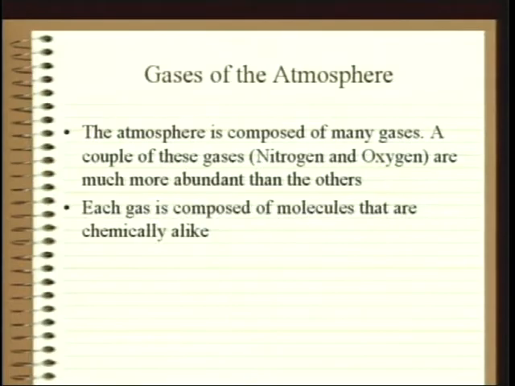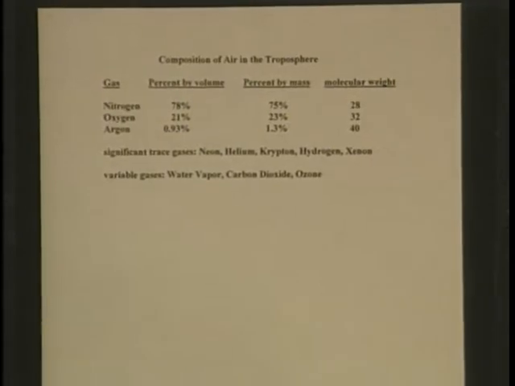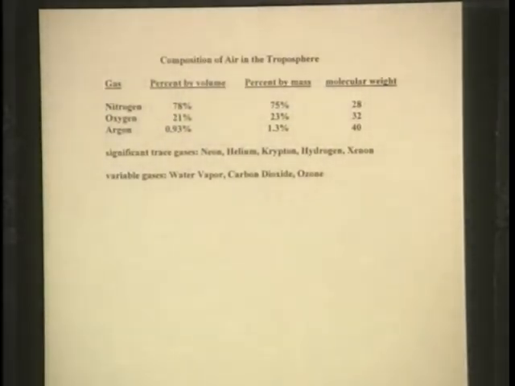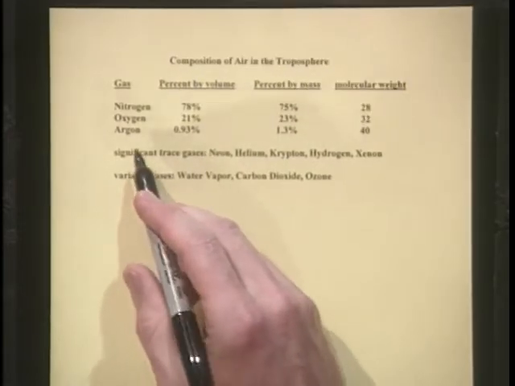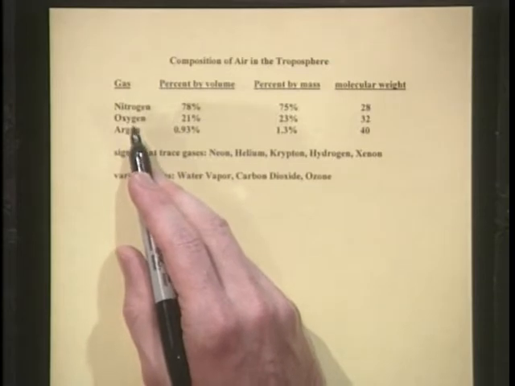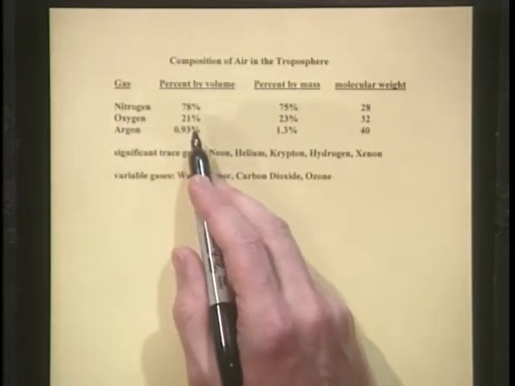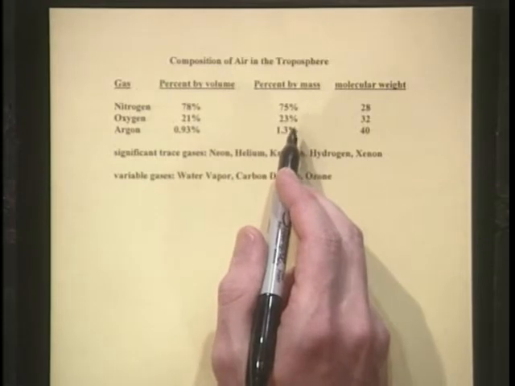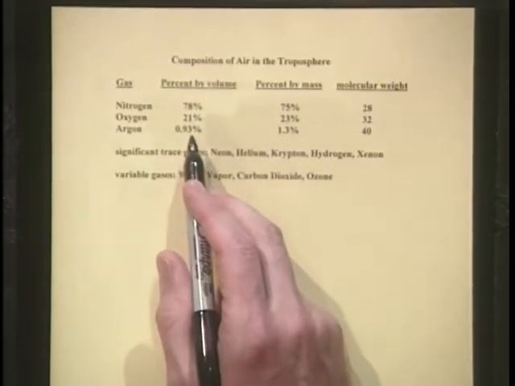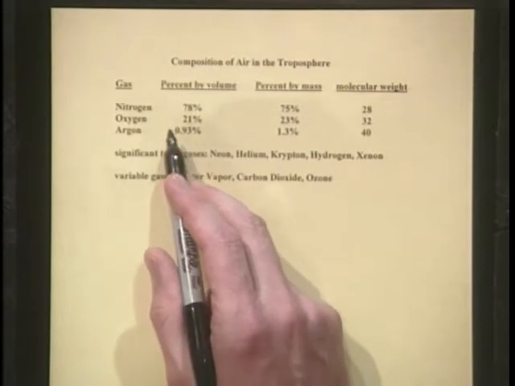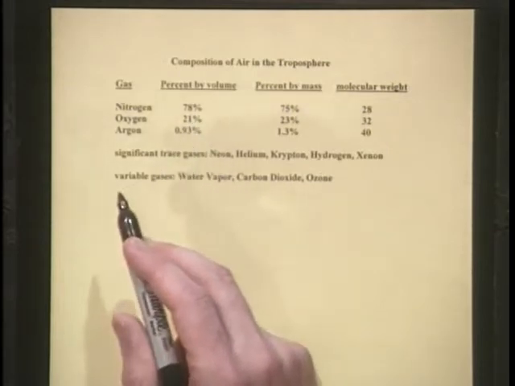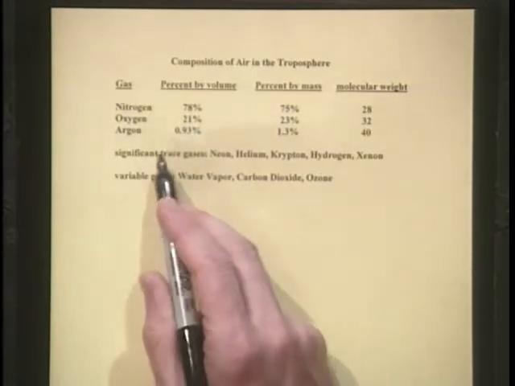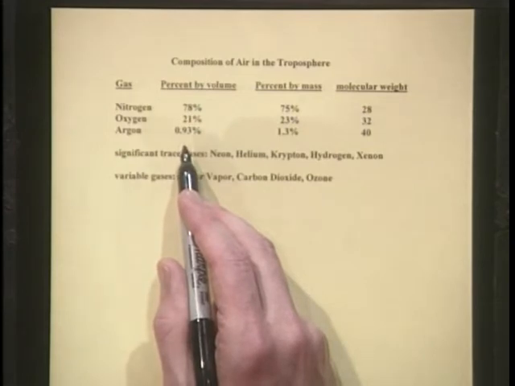We'll go to the overhead camera and look at the composition of the air in the troposphere. What I have here is the three most abundant gases: nitrogen, oxygen, and argon. And I have here the percent by volume and the percent by mass. The percent by volume is what is usually referenced in many sources, where nitrogen takes up the bulk of the air in the atmosphere with 78%, oxygen with 21%, and argon is about 1%.